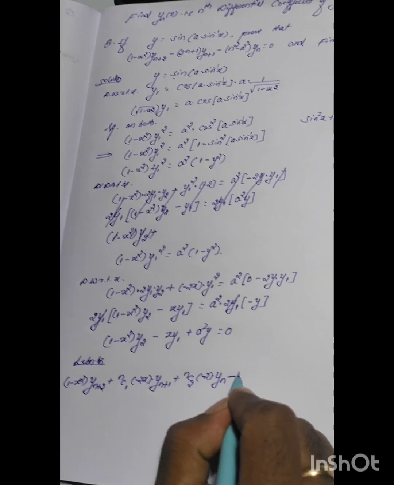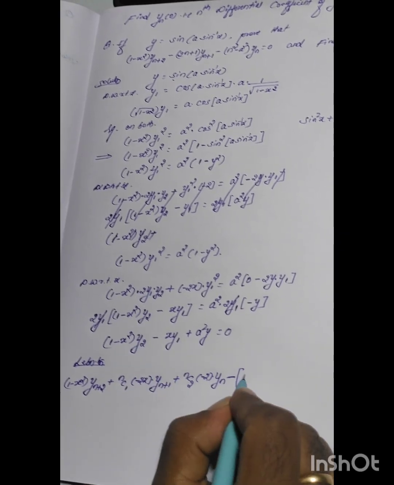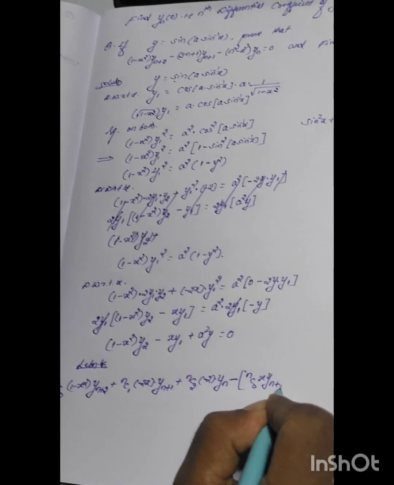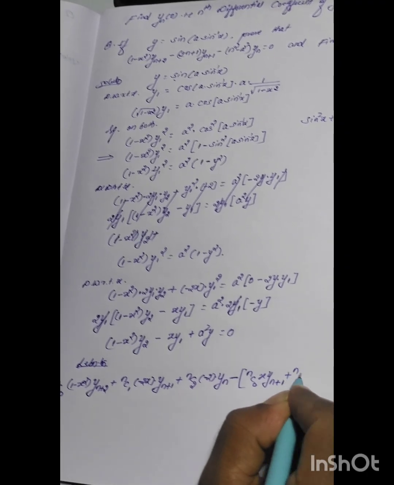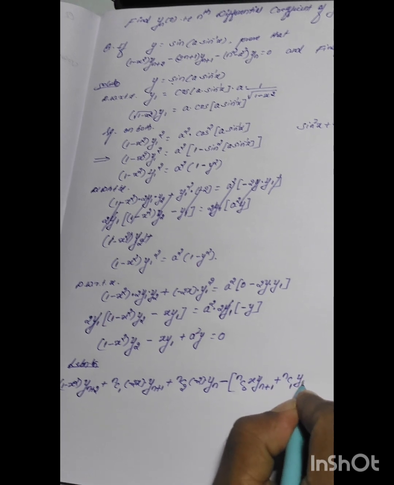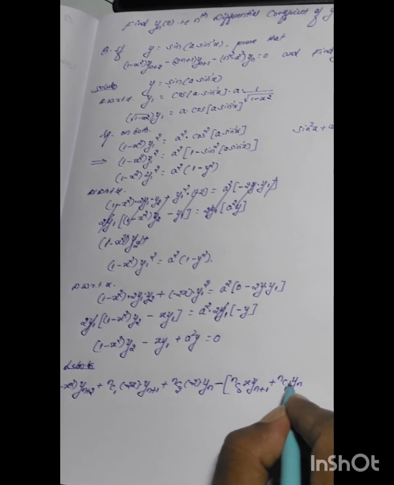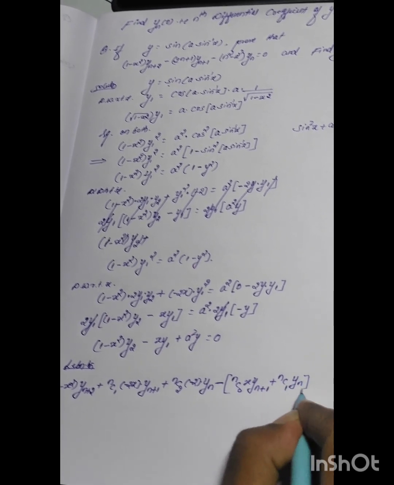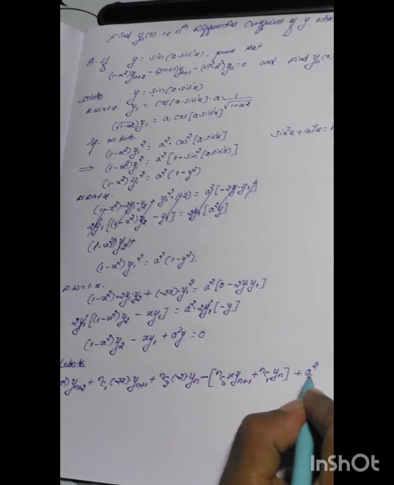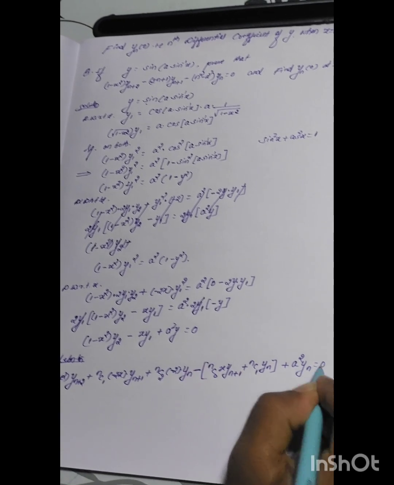Minus sign is there, take minus. So xy1 we have to do. nC0 x into y(n+1), plus nC1, the derivative of x is 1, so this will become yn. The second term has become already 0, so we can stop it here. Plus a square, the nth derivative of y is yn, will be equal to 0.